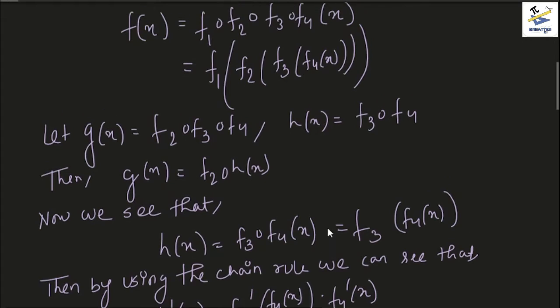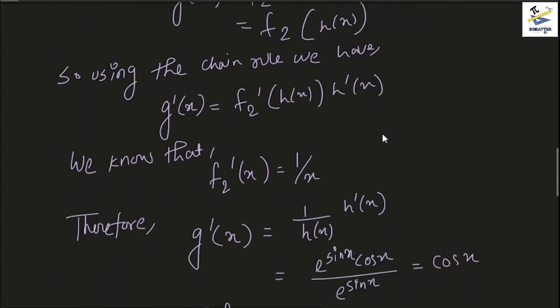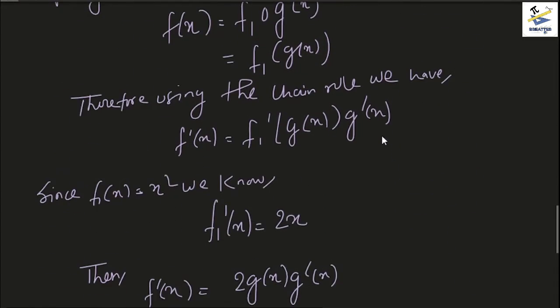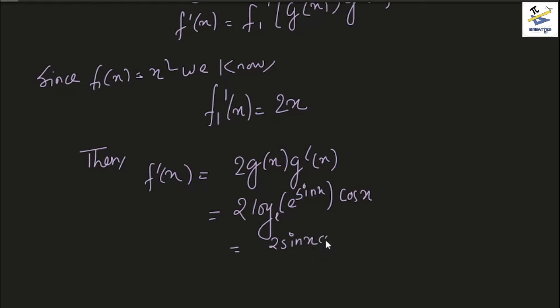Now what was g x again? G x was f2, f3, f4, so it was log of e to the power sin x, right? And g prime x was just cos x. So this was 2 into log of e to the power sin x, and this was just cos x. And since log of e to the power sin x is just sin x, this becomes 2 sin x cos x, which just gives you sine of 2x, which is a double angle formula here, which is our answer.